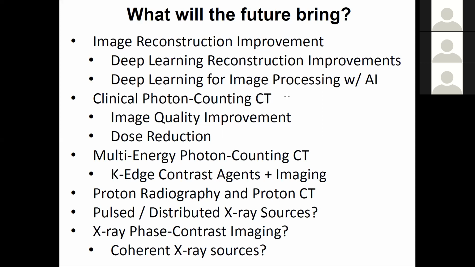Proton CT has been proposed for a long time. Pulsed and distributed X-ray sources, well, that would be nice. See, there's a whole other X-ray interaction mechanism, which is coherent scattering. And all these sources we've seen are continuous over time. If you had a pulsed source, you can start to do some nice things. You get toward fourth generation things where you have distributed sources, distributed time. You can start to do compressed sensing things like you do for MRI.